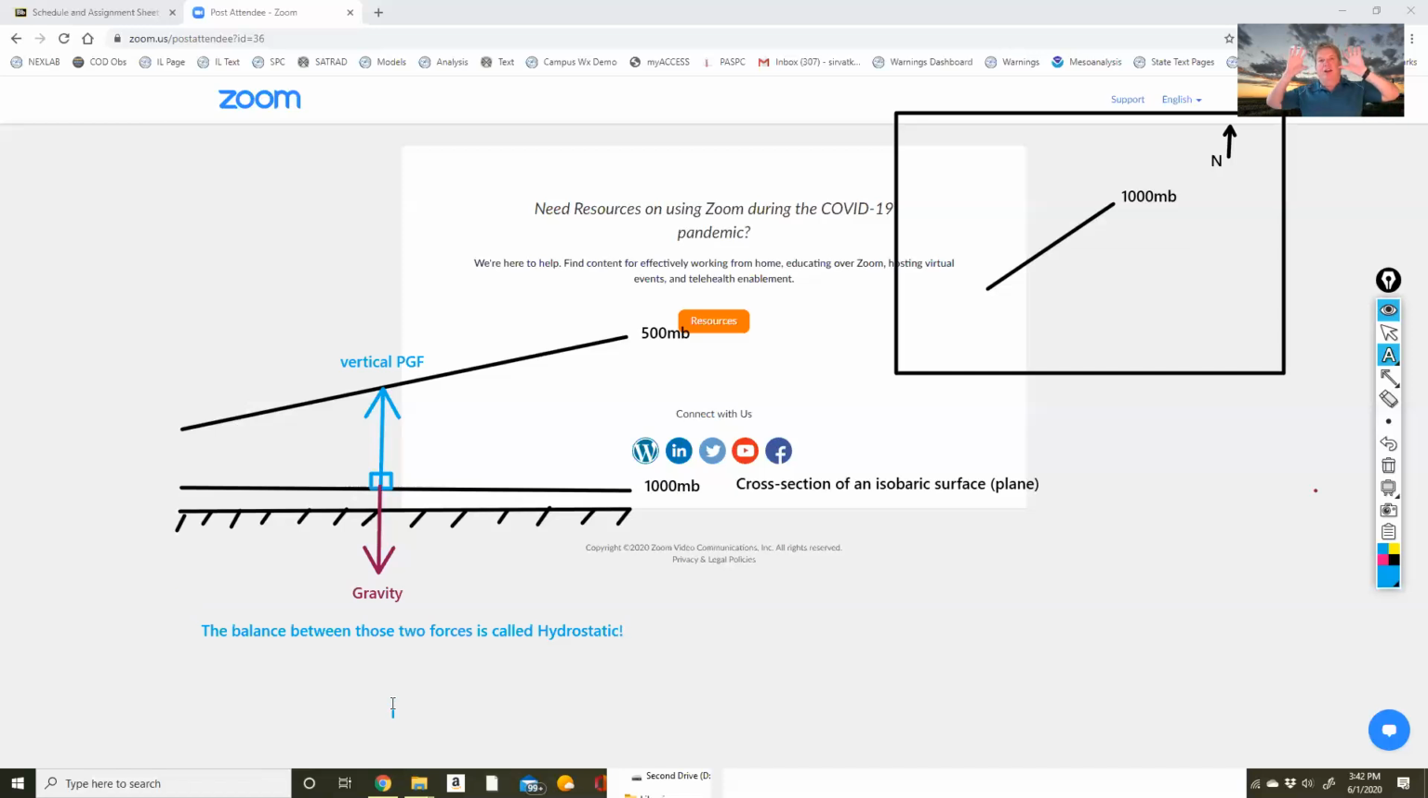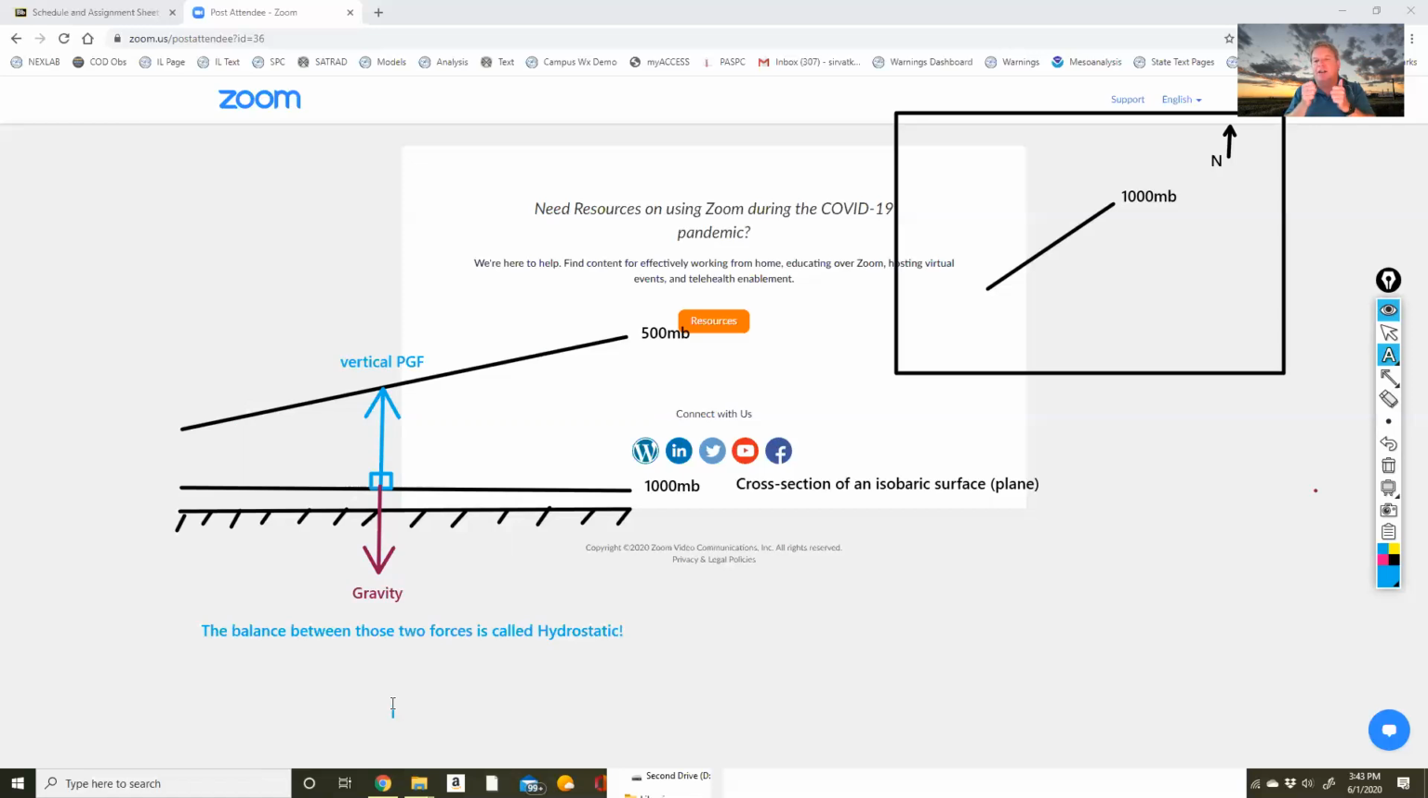Hydrostatic is the fact that air wants to go up because it's lower pressure higher up. There's less air above me. The gravity keeps it back down, and there usually is a balance, and air doesn't want to go up or down, it just kind of stays there. And we're going to see that there is something that makes it want to go up or down besides those two forces. But for now, just understand that there's a vertical balance of forces called hydrostatic. Pressure gradient force up, gravity down. Those two balance called hydrostatic.